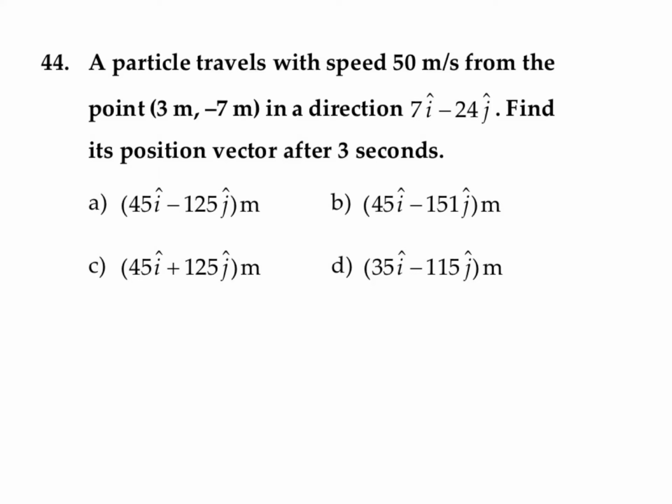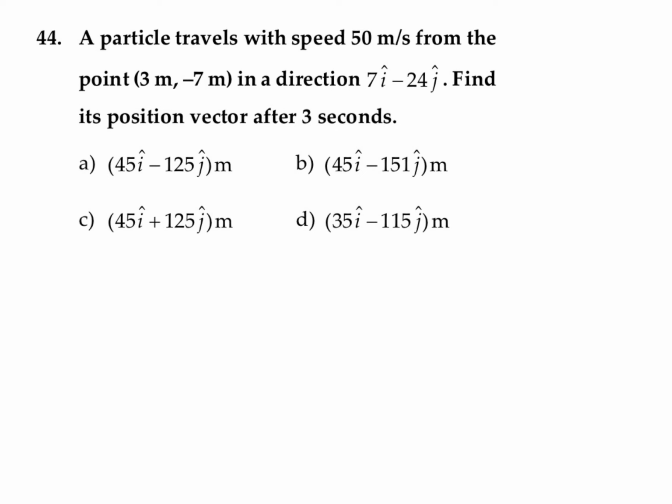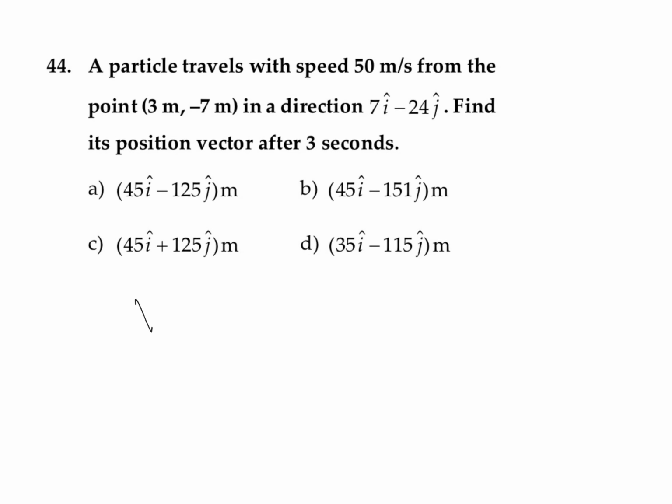In this question, it is given that a particle travels with a speed of 50 meters per second from the point (3, -7) in a direction that is 7i cap minus 24j cap. Find the position vector after 3 seconds. So over here, first we can find out our velocity vector.